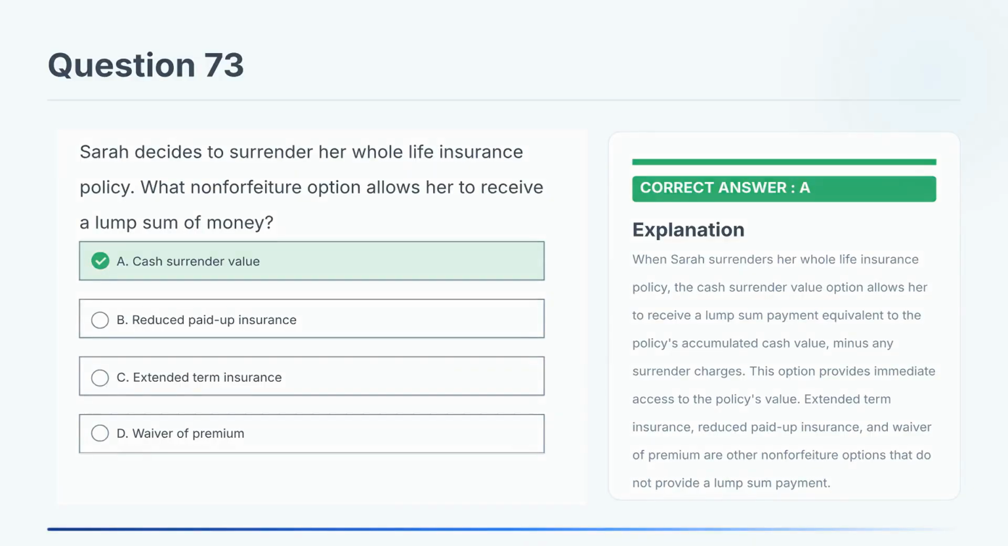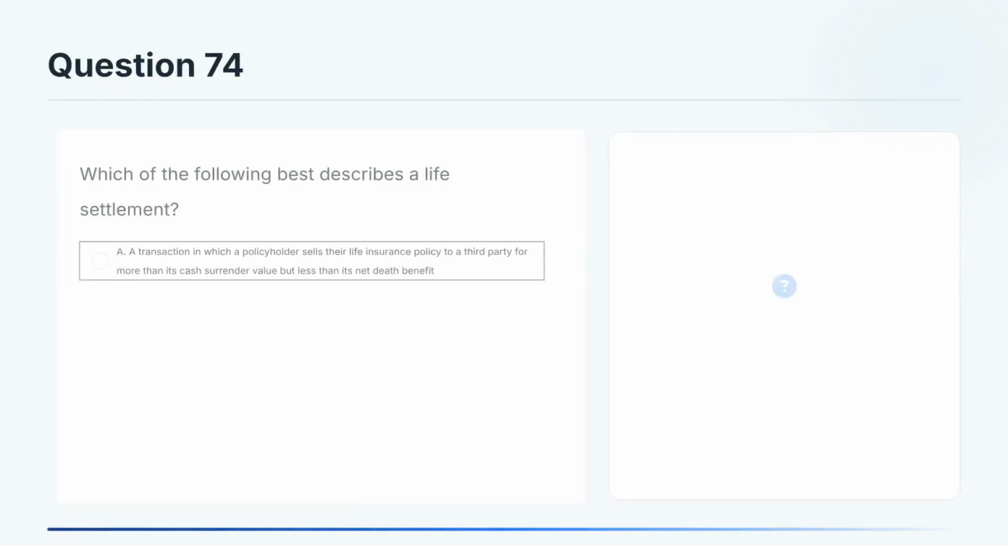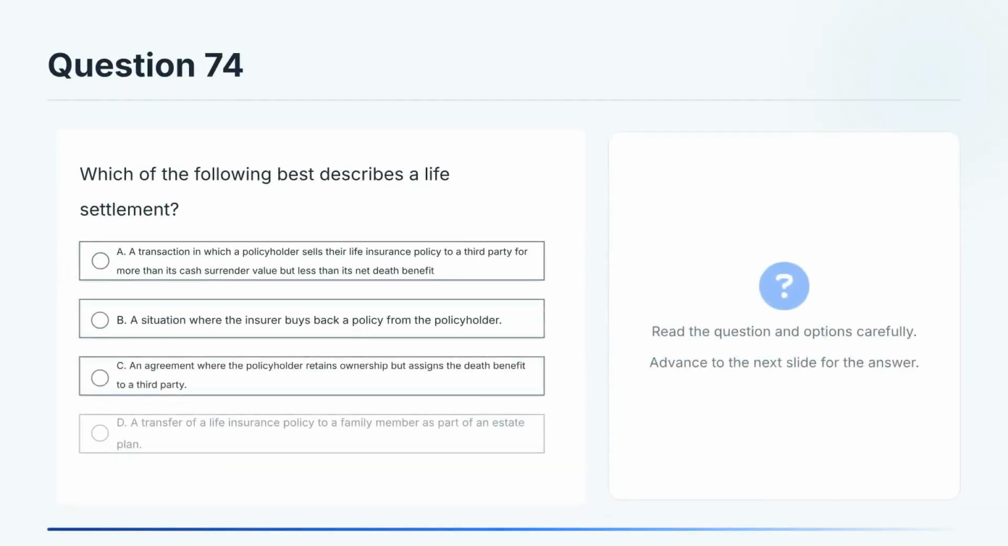Question 74. Which of the following best describes a life settlement? A. A transaction in which a policyholder sells their life insurance policy to a third party for more than its cash surrender value, but less than its net death benefit. B. A situation where the insurer buys back a policy from the policyholder. C. An agreement where the policyholder retains ownership but assigns the death benefit to a third party. D. A transfer of a life insurance policy to a family member as part of an estate plan.